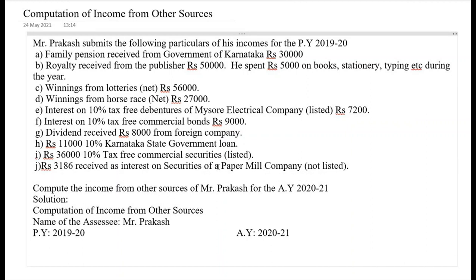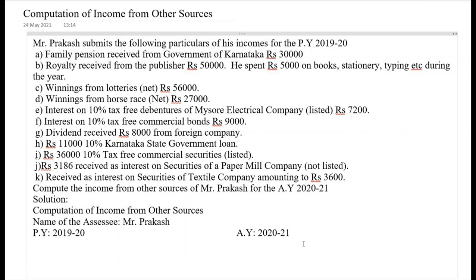Then we have got one more, rupees 3,186 received as interest on securities of textile company amounting to rupees 3,600. Then dividend is taxable here, so all this received interest has to be grossed up here. So now let us go for computing the total income here.